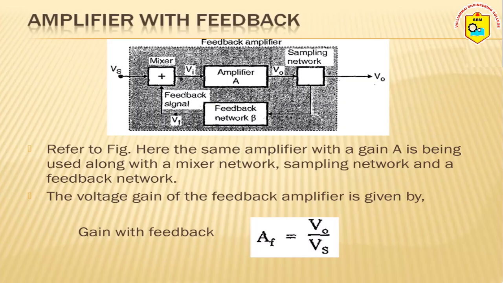This is the difference between the amplifier without feedback and the amplifier with feedback. Here the voltage gain of the feedback amplifier is given as AF, where F denotes with feedback, equal to V0/Vs, where V0 is the output voltage and Vs is the source voltage.